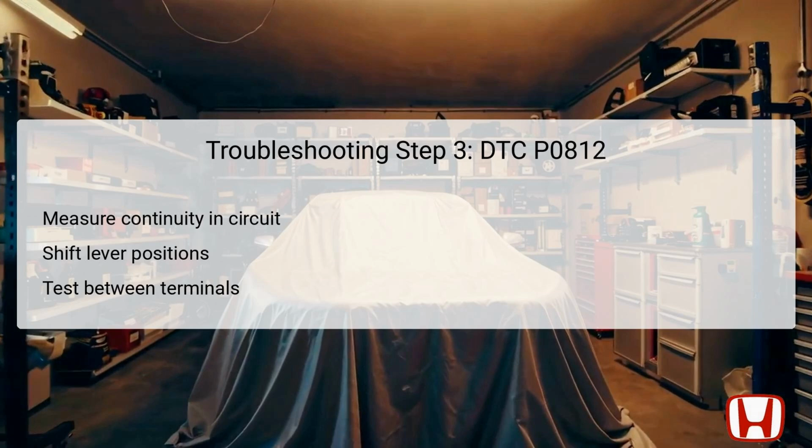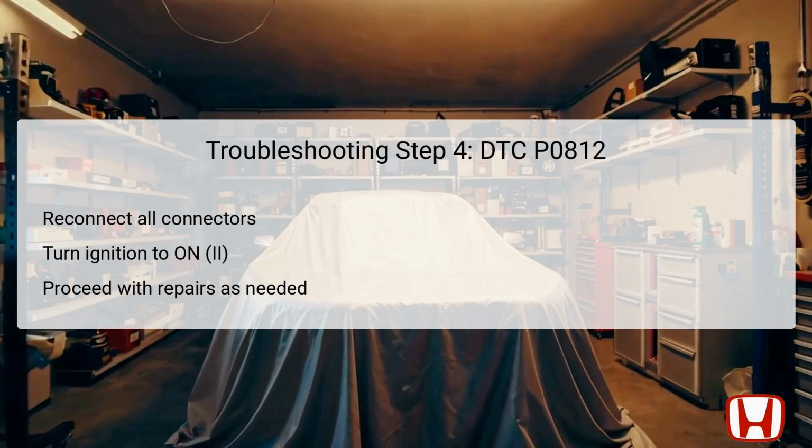If continuity is achieved in the stated conditions, it suggests that the switch is functioning as intended and the issue may be intermittent or external. However, if continuity is not present under these conditions, this indicates a faulty transmission range switch. The next steps will involve replacing the switch if necessary.